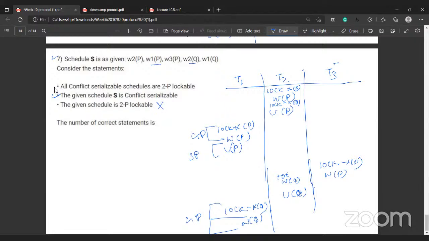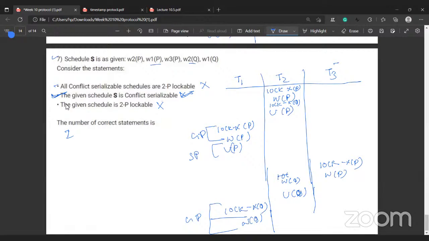Now we can answer the first statement: all conflict serializable schedules are 2PL lockable or not. You can see that this schedule is conflict serializable, but this is not 2PL lockable. So you can say this is the wrong answer. So only statement two is correct.